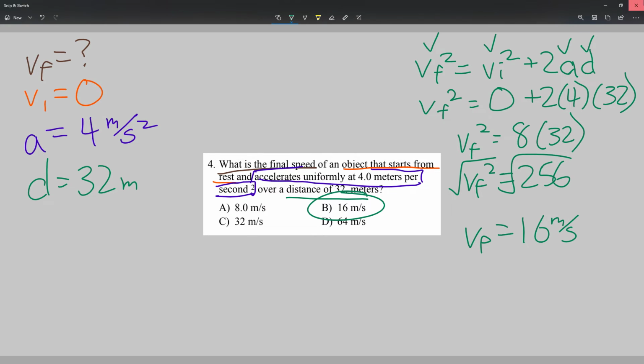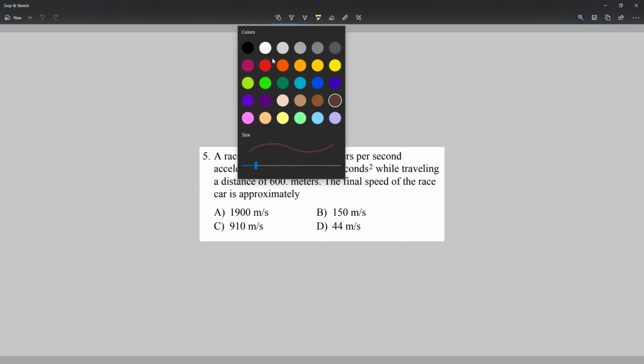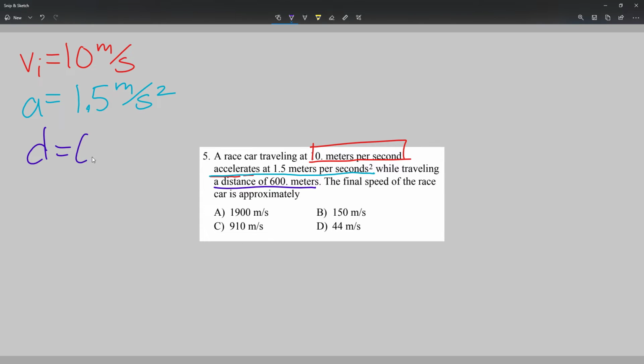All right. Now we move on to 5. A race car traveling at 10 meters per second accelerates. So this is your speed, it says 10 meters per second, because you see meters per second. So you know that's speed or velocity. Accelerates at 1.5 meters per second squared. You know that's acceleration because you see meters per second squared. You see accelerates. While traveling a distance of 600 meters. The final speed of the race car is approximately what?